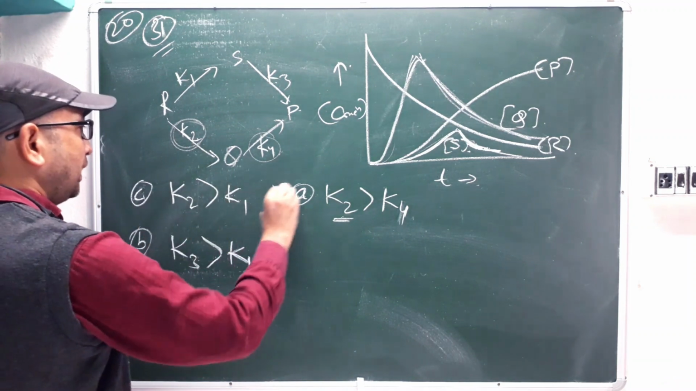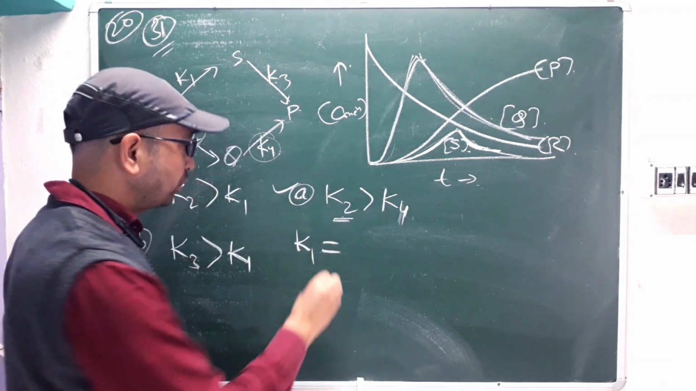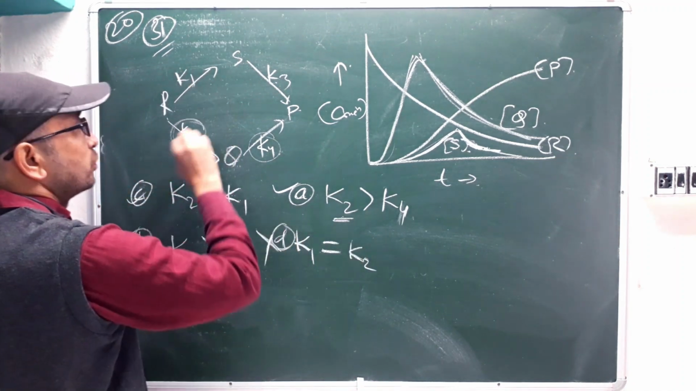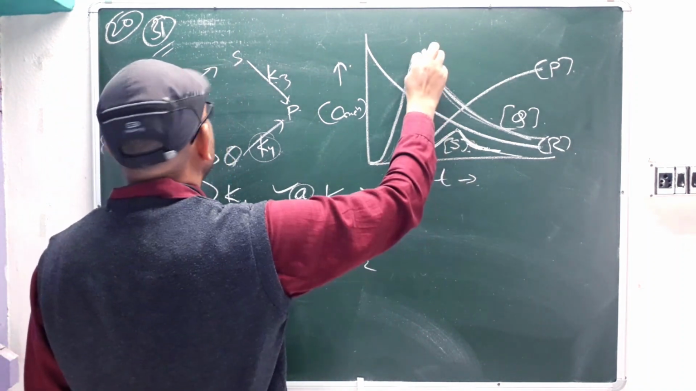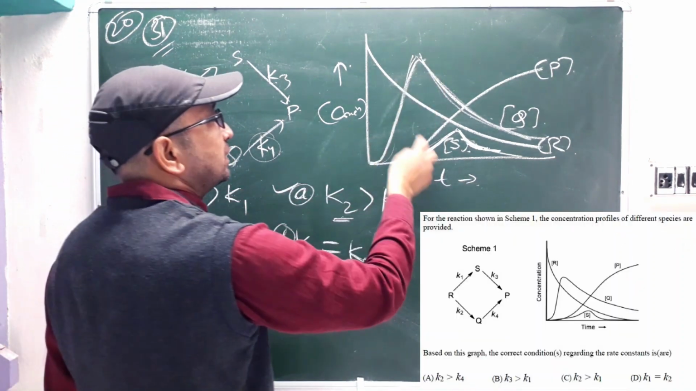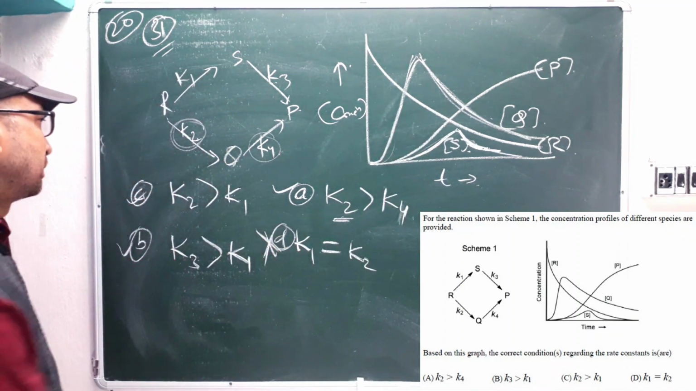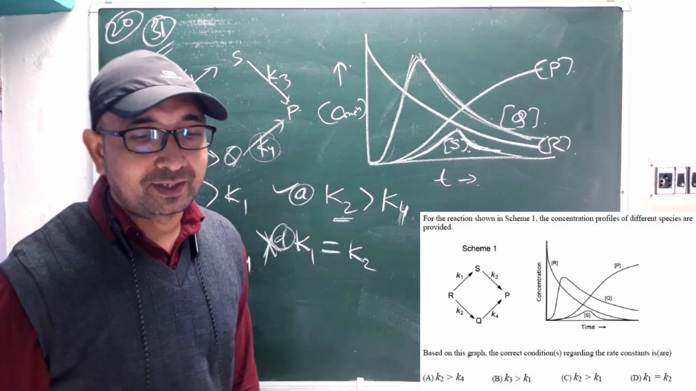So likewise, A, B and C are true, because K1 equal to K2 is not possible. You can see this is K1, R2S, and this is K2, R2Q. So these two are not similar, right? So option D will not be possible. So A, B and C will be true for this particular question, correct?